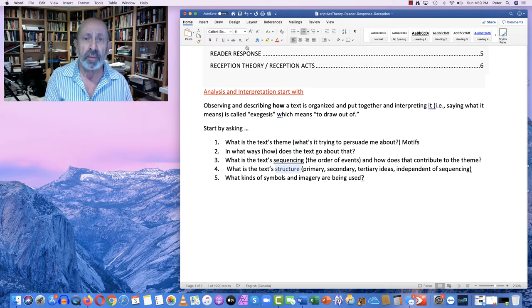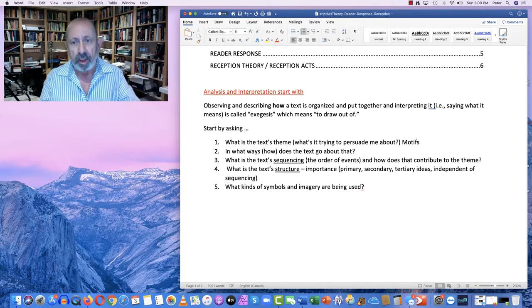Apart from sequencing, the other important part of a text is structure. So sequencing is the order in which things occur. Structure is the importance of different elements of the story. And fiction doesn't always begin with the most important point first, and the second most important point second, and the third most important point third. Your essays, which I'll talk about later on, have to do that. That's the particular genre of the essay, the academic essay. But a literary text or a cinematic text does not work that way. The most important points might be towards the middle or to the end. And structure has to do with importance.